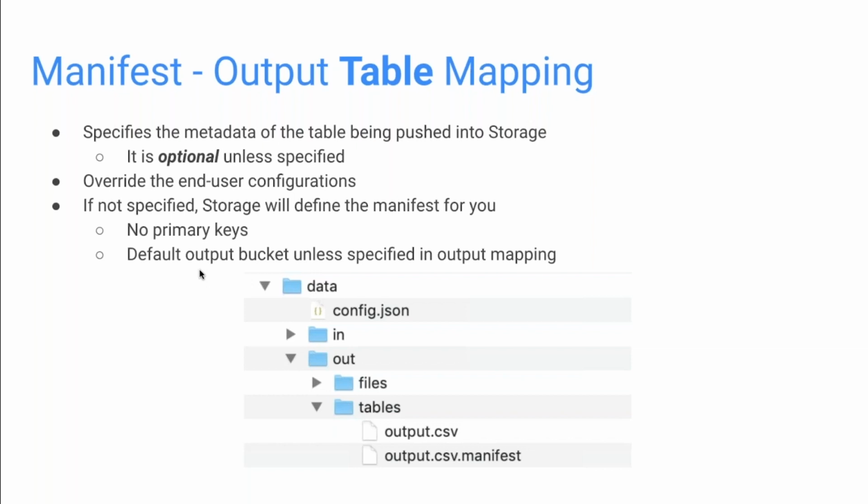So there will be no primary keys, and it will be in the default output bucket unless it's specified in the output mapping. How it will look in the output structure is going to be in tables, output.csv. If there's going to be a manifest, that's going to be under the same folder, under the same name, plus .manifest.